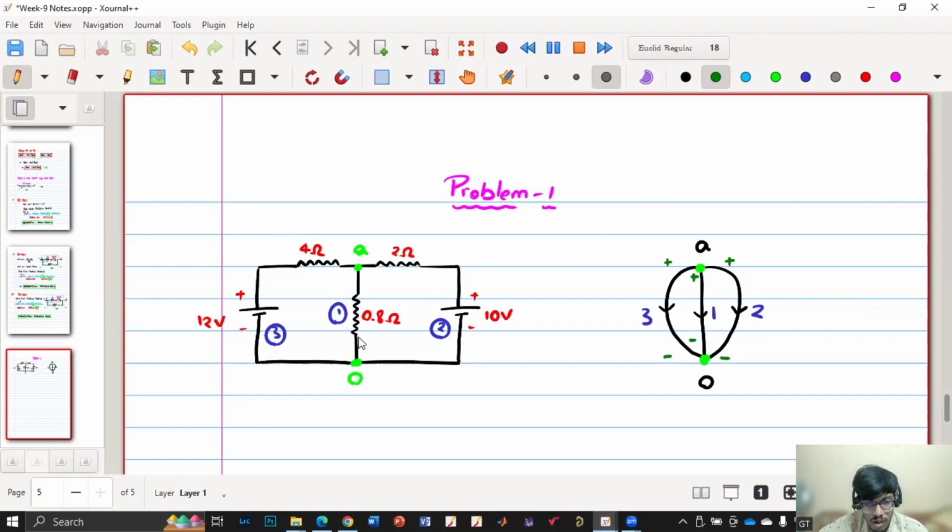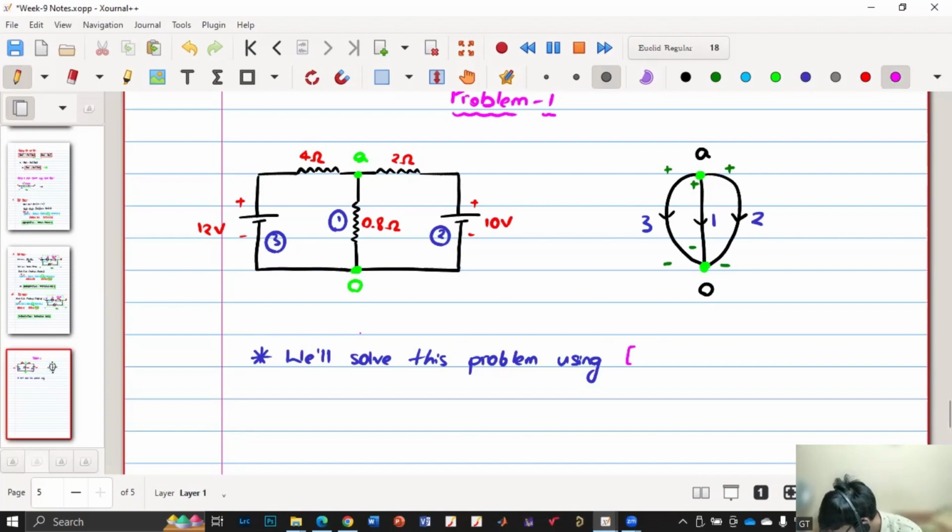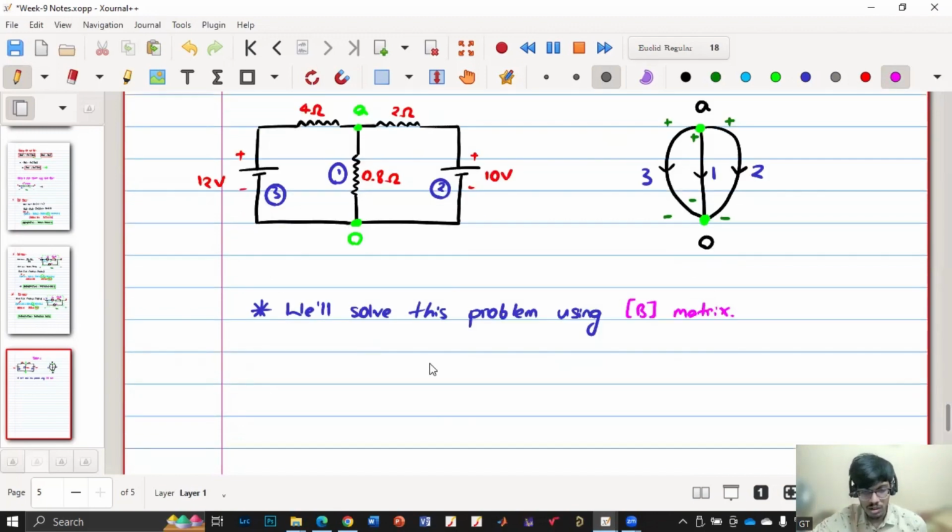Okay. So now I'll consider only one method. We will solve this problem using the B matrix. You can solve it using Q as well as A, but I'll mention only the B matrix. Similarly, you can solve for the other things. Okay, so first, as we are solving using the B matrix, the first part is we have to obtain the B matrix. So how to obtain the B matrix?